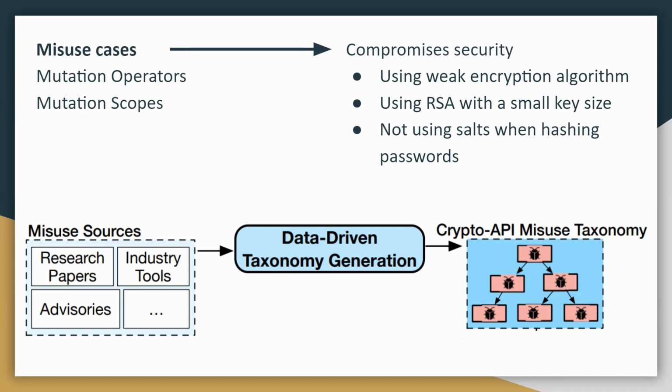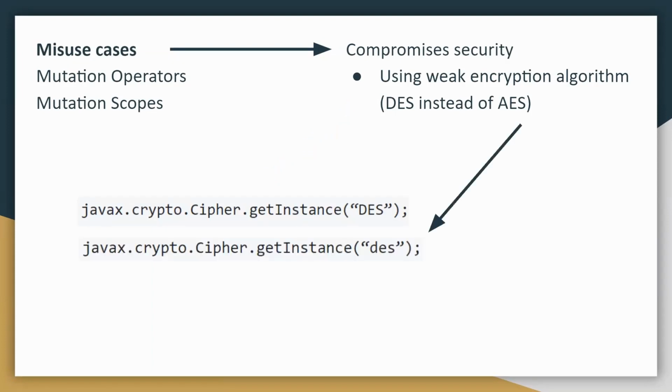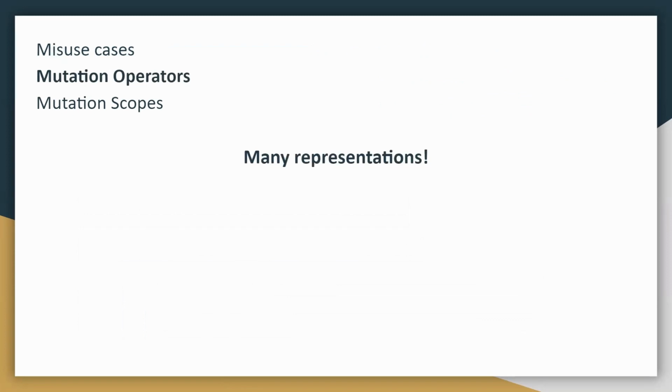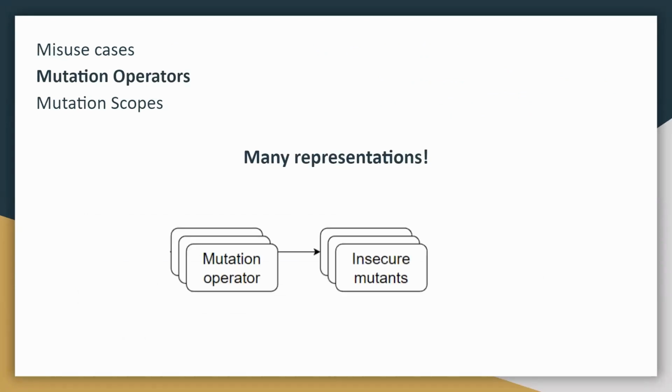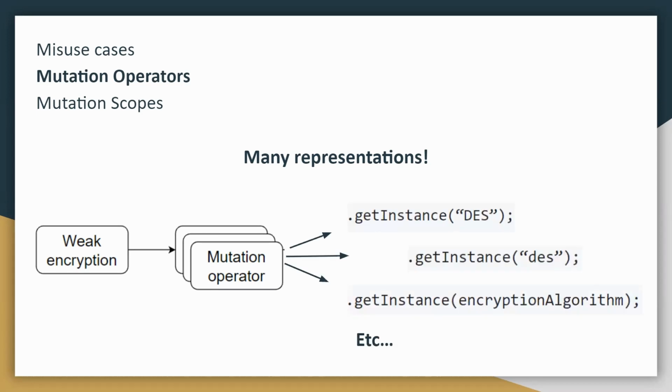Now, these misuse cases can appear in real life in many different ways. For example, this is one way a weak encryption algorithm might be used. This is another way, passing the argument in lower caps, and this is another way, passing the argument in a variable. Now, this is where mutation operators come in. Mutation operators are transformation rules that generate insecure mutants by creating different representations or instantiations of a misuse case. In our case, the misuse case is weak encryption, and the mutation operators generate these representations and many more.